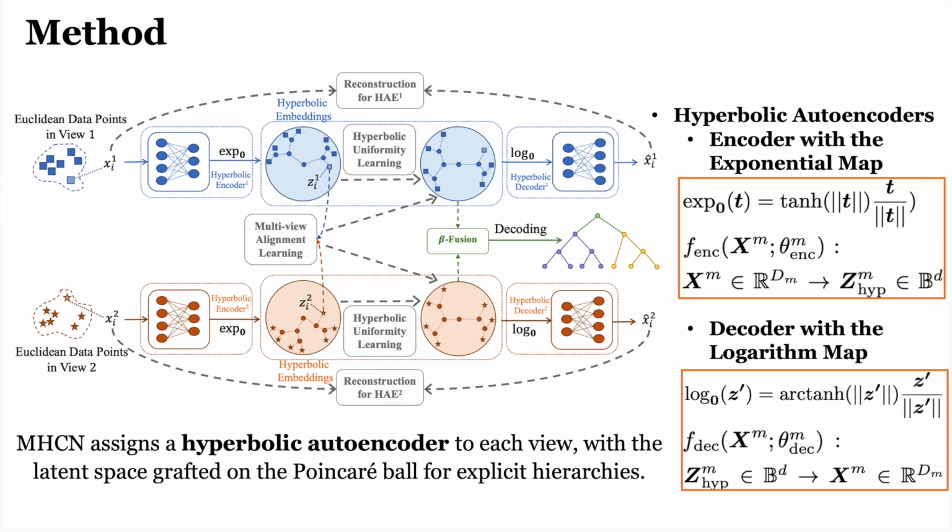Each hyperbolic encoder is constructed as a regular Euclidean encoder followed by the exponential map. Similarly, each hyperbolic decoder is constituted of a regular Euclidean decoder preprocessed by the logarithm map.